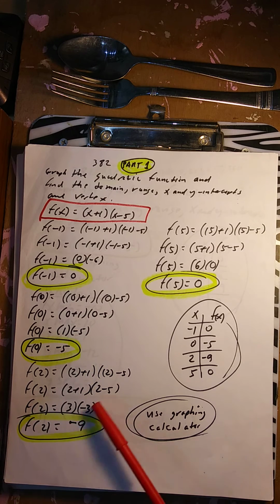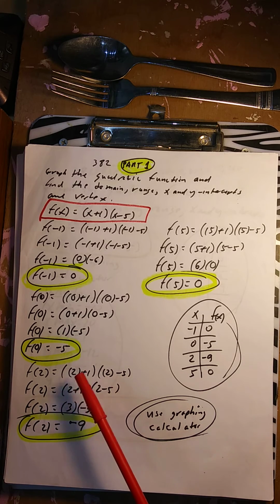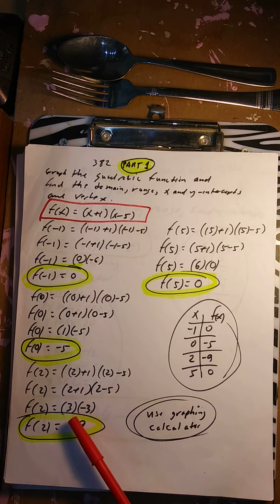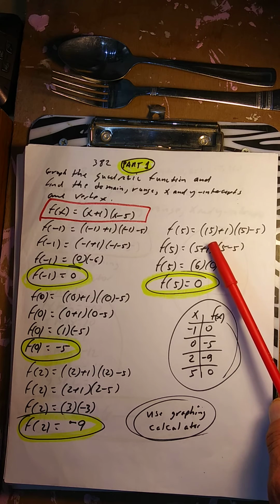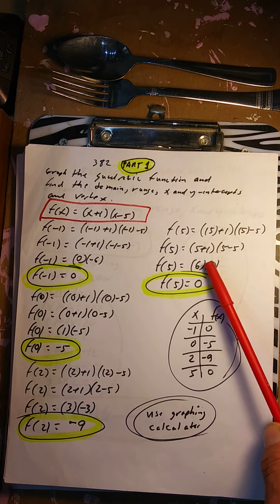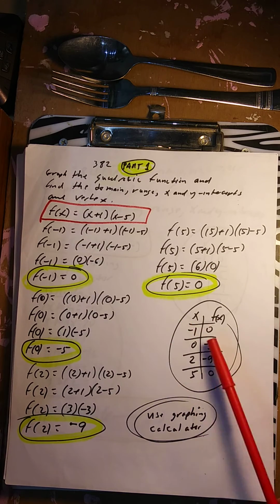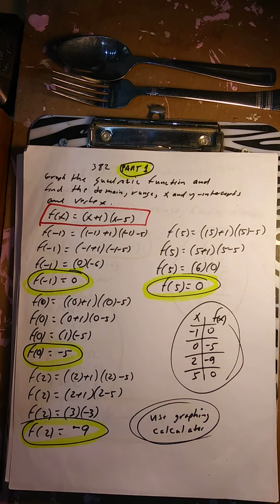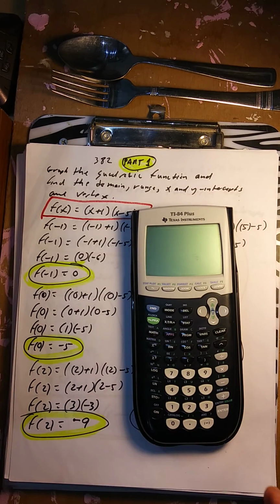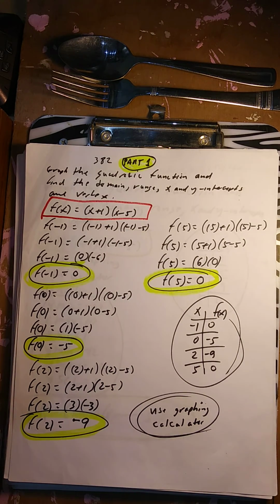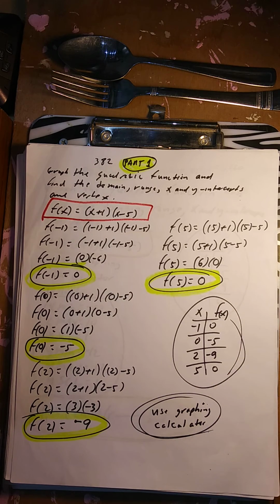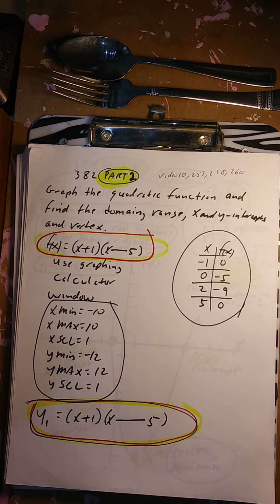Again, we can do all these the long way, which is what I'm doing right here. 2 and 1 is 3. 3 times -3 is -9. And then 5 and 5, so we get 6 times 0, which is 0. So we have points. Or you can use a graphing calculator, of course. Alright, so now you have a table. We're ready. Let's graph it. And we have to graph the quadratic function and find the domain, range, x and y intercepts, and vertex.